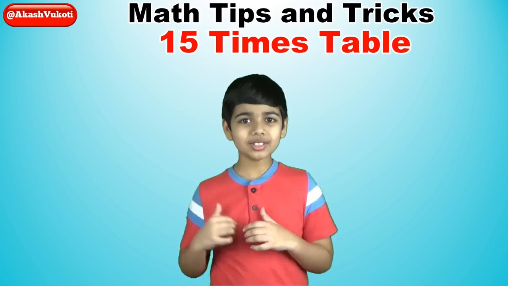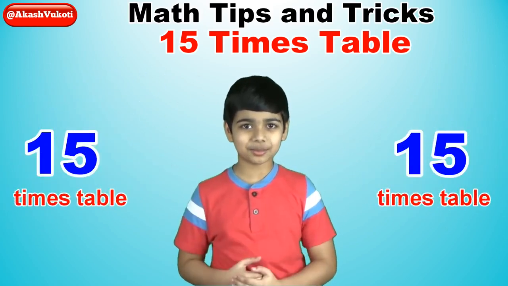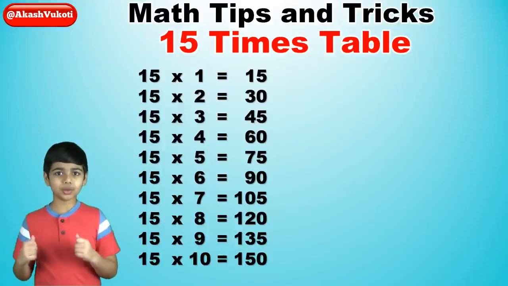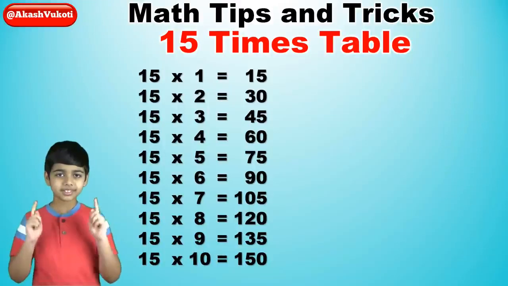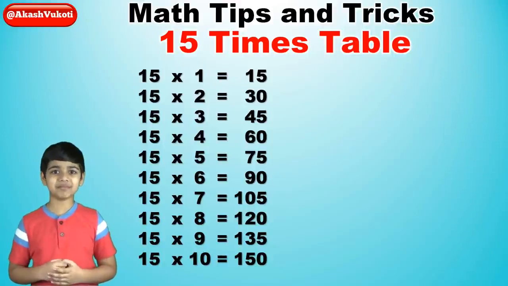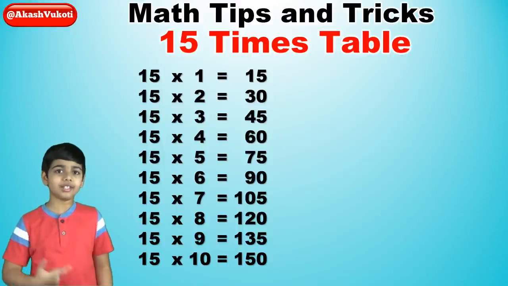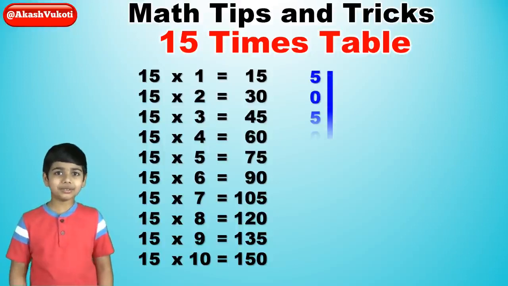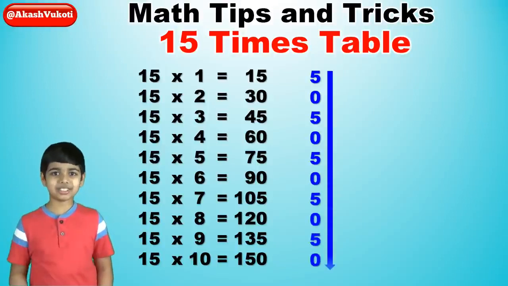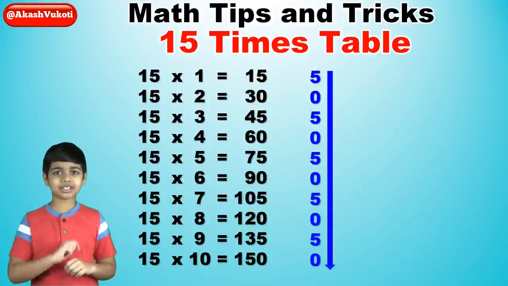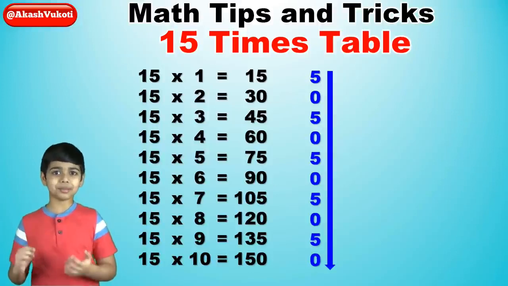Today, I'm going to talk about the trick for the 15 times table. For this trick to work, you need to know what odd and even numbers are. Now, we can begin. First, for the ones digits, we'll just write 5, 0, 5, 0, 5, 0, 5, 0, 5, 0. Simple.